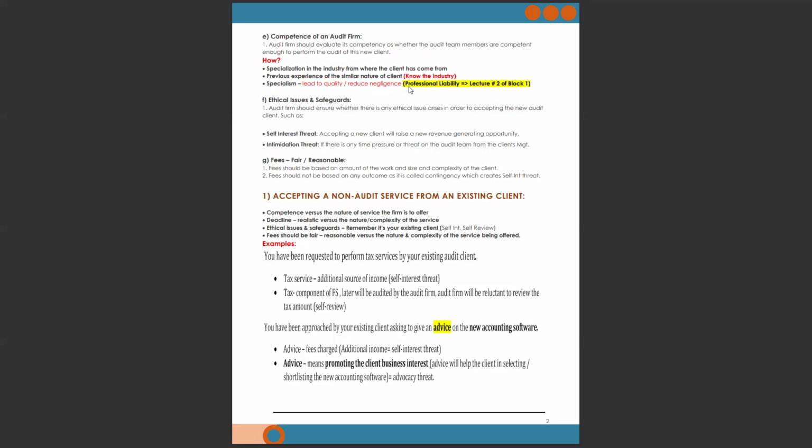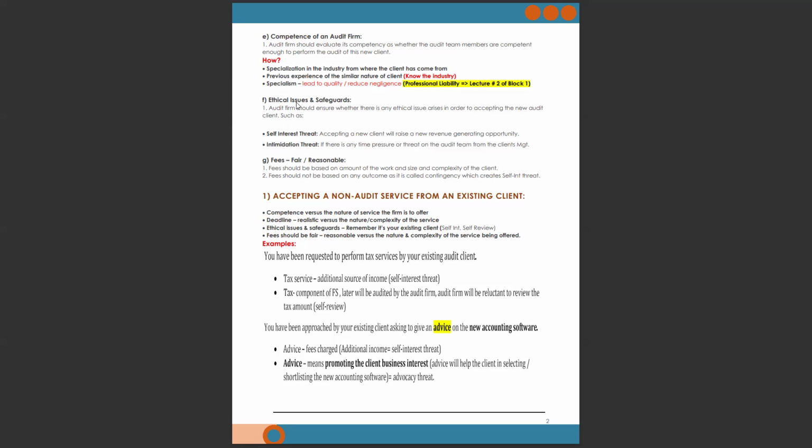The auditor will have to protect its professional liability. We have covered this topic. This is topic 2 of our block 1, professional liability. So if the auditor accepts this engagement without evaluating its competency, then it can result in professional liability. So in order to protect themselves from professional liability, the auditor will have to evaluate its competency.